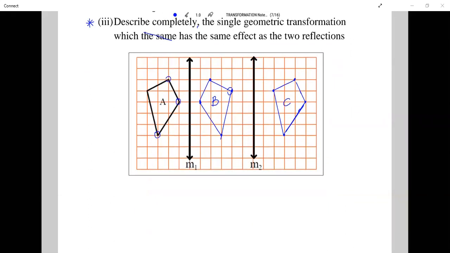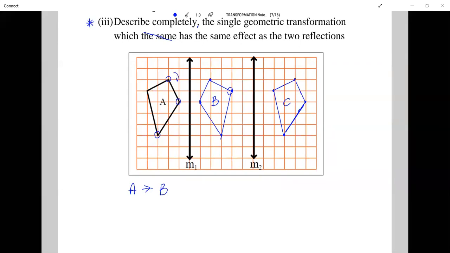I said that two reflections in parallel lines is equivalent to a translation. So if you look carefully, you could see that if I push A to the right, it would become what? C. If I push A without turning it to the right, it would become C. Now, pushing a shape without turning it is a translation. So then I could say that A is mapped onto what? C. Now, let us see how much we'd have to push it.